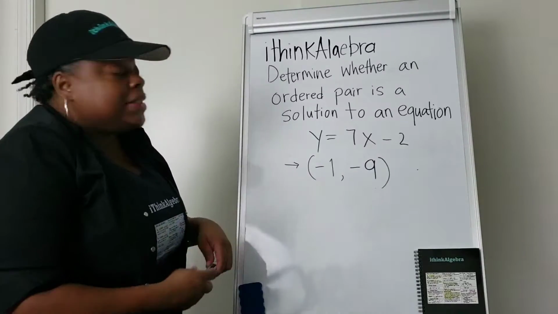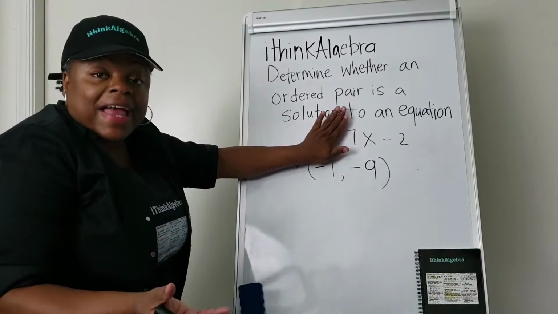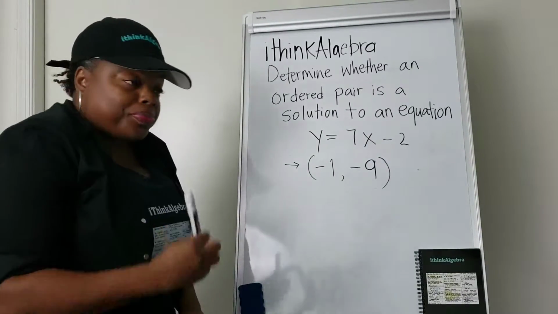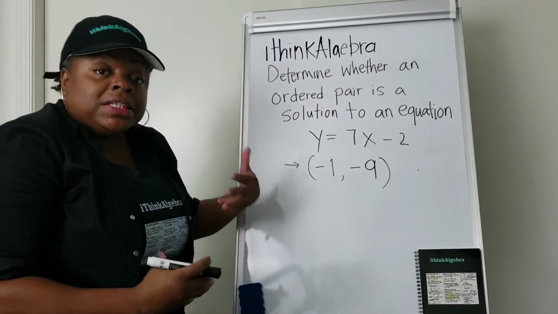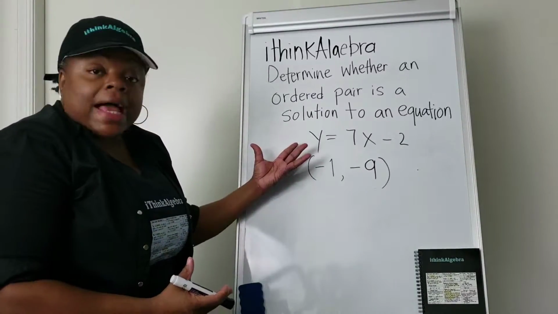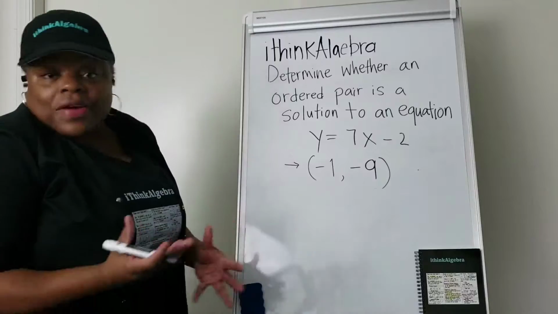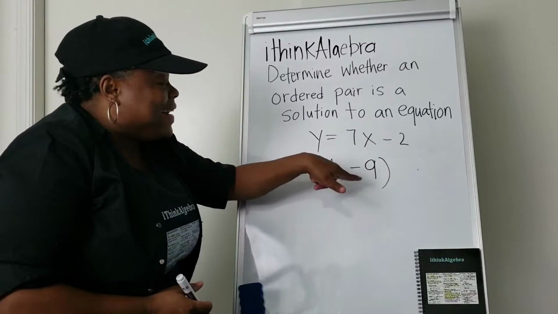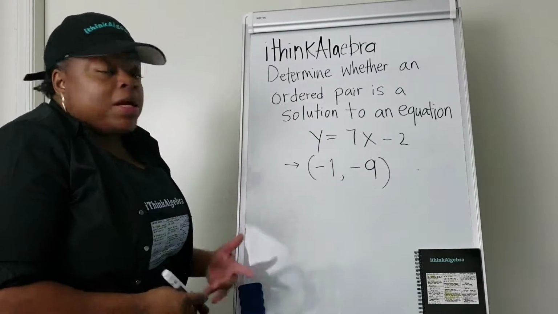Now we know that an equation has an equal sign. Expressions do not have equal signs. Equations have equal signs. So we want to know if the left side is equal to the right side, because when you have equations, it tells us that two things are equal to each other. So the left side is equal to the right. So we need to determine whether -1, -9 is a solution to this equation. So let's see.